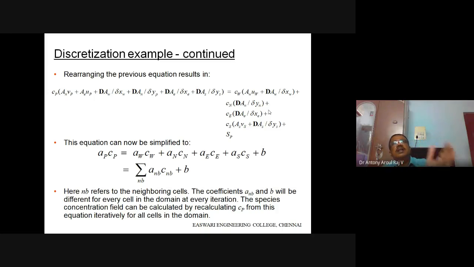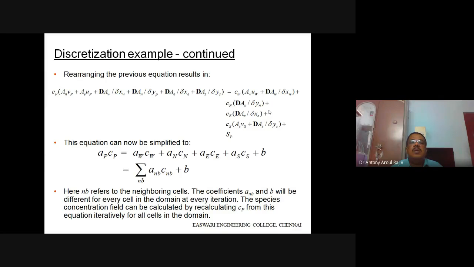If I am using the power law scheme as well as the second order upwind scheme or the QUICK scheme, I can handle this convection problem without any trouble. But in the area of high gradient, I will have the problem of undershoots and overshoots. So that I have to handle.